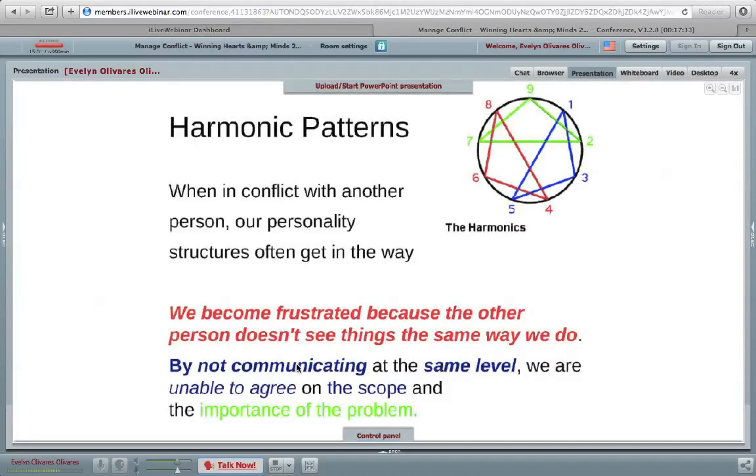So the combinations of these groups, when in conflict with another person in the same group, for example, or with other groups, our own personality gets in the way. We become frustrated because the other person doesn't see things the same way that we do. And by not communicating at the same level, we are unable to agree on the scope and the importance of the problem.